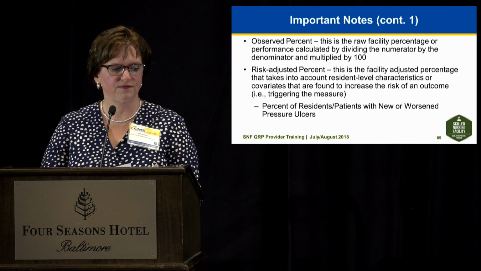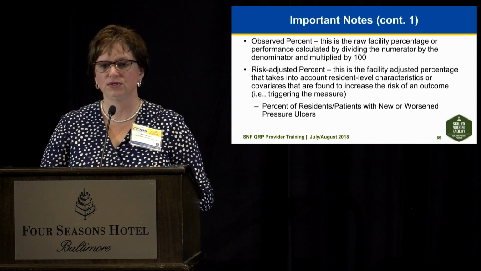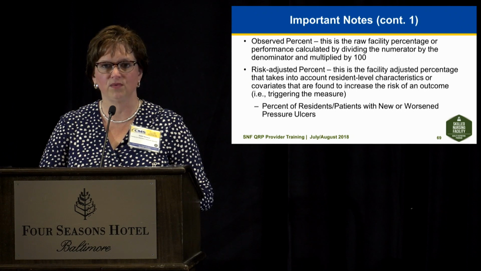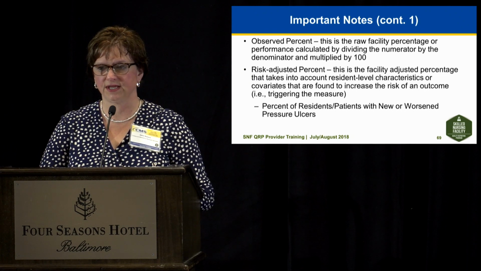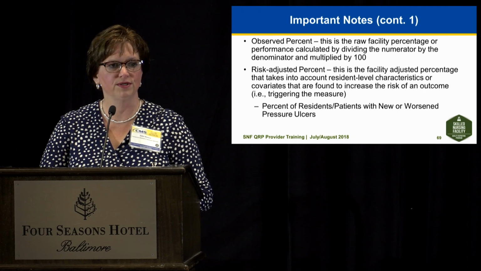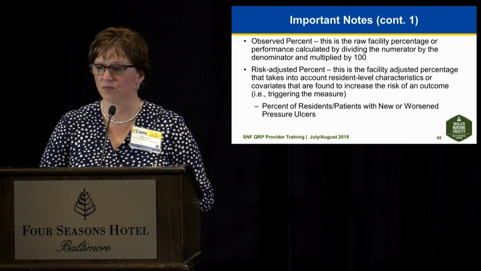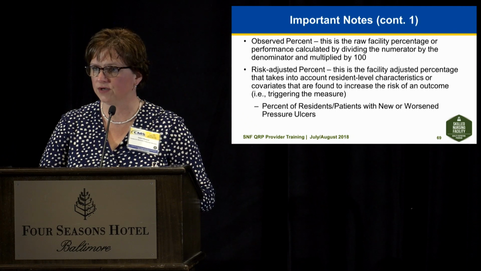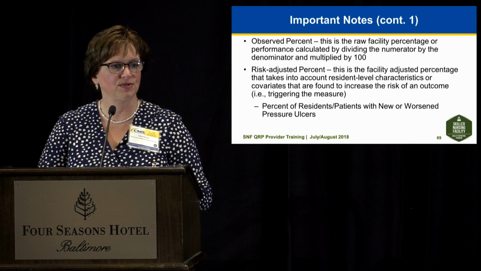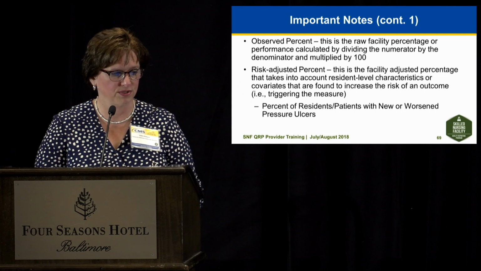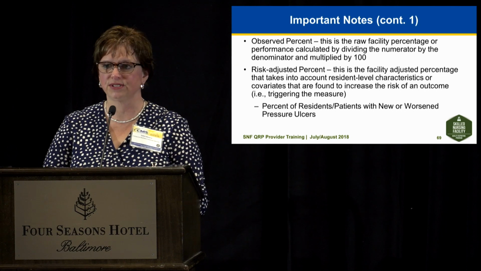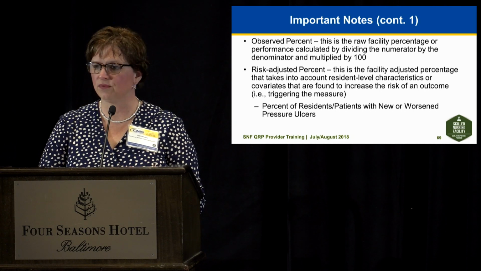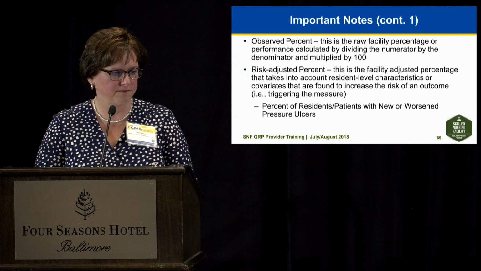The observed percent then is the raw facility percentage or performance, which is calculated by dividing the numerator value by the denominator value and multiplying that value by 100. The risk-adjusted percent value only displays on the quality measure reports or the provider preview reports if the measure being reported is a risk-adjusted measure. Right now in the SNF QRP program, there's only one risk-adjusted measure currently being reported, and that is the percent of patients or residents with pressure ulcers that are new or worsened. And remember that the risk-adjusted percent takes into account different resident level characteristics, which could put that resident at a higher risk for triggering that measure.